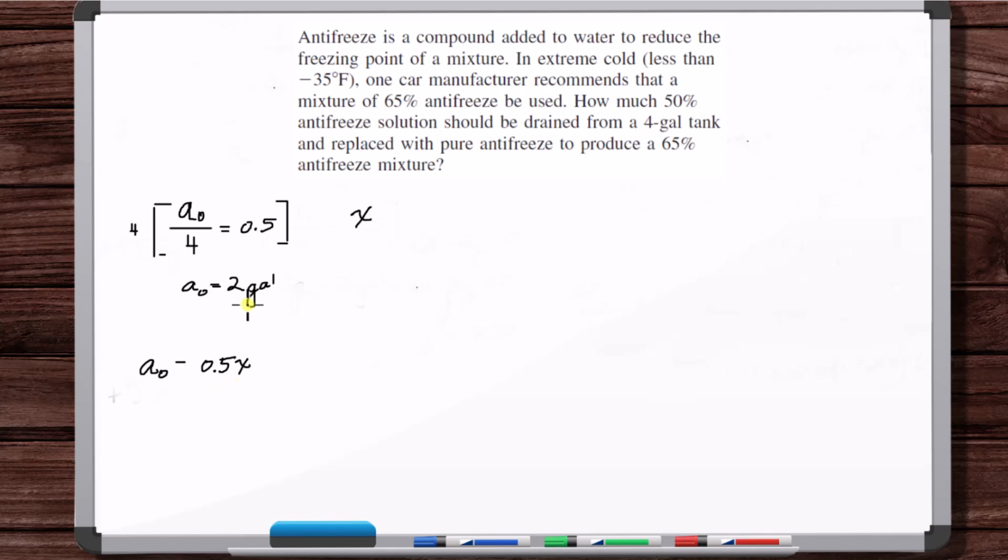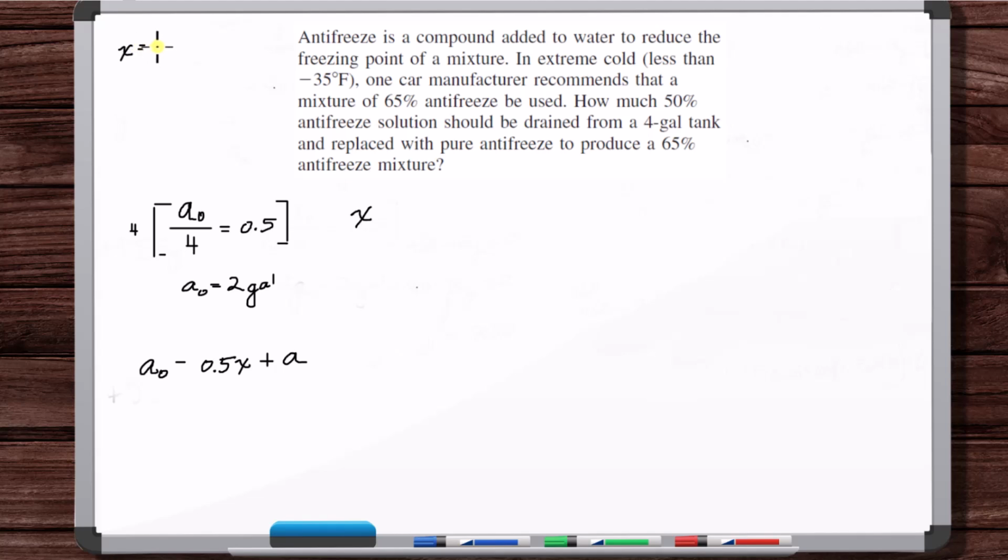We start with 2 gallons worth of antifreeze in our 4-gallon tank. We're going to remove a certain volume of that 50% antifreeze solution. So 50% of that volume that we remove is antifreeze we're taking out. But then we're going to replace that with a pure antifreeze. We'll call that A. A is pure antifreeze. So this might get a little confusing.